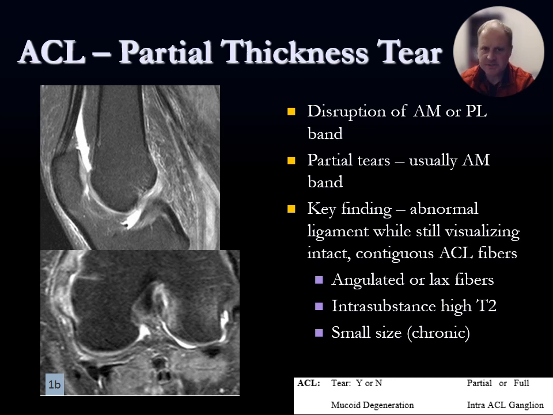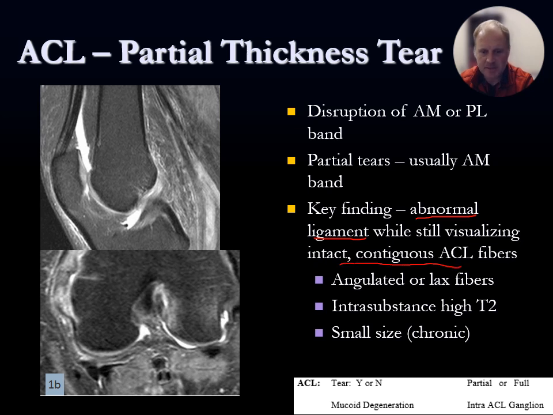ACL partial thickness tears can be a little bit more tricky. This can involve disruption of either the anterior medial or posterolateral band, but that is often hard to decide which one is which or where the tear exactly is. The partial tears, at least, are known to be usually from the anterior medial band. But what you want to make for a key finding is you have an abnormal ligament, but you still visualize at least some degree of intact contiguous ACL fibers.